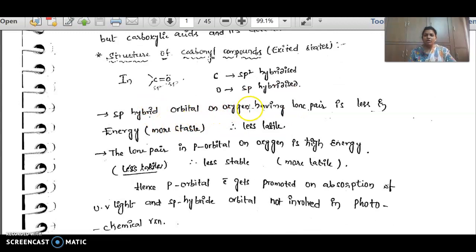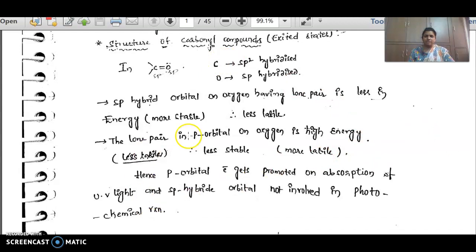The sp hybrid orbital on oxygen holding a lone pair is lower in energy, so it is more stable. Less energy means more stable. The lone pair in the p orbital of oxygen is higher in energy, therefore less stable. Oxygen has the configuration 1s2 2s2 2p4, which is why a lone pair is present in the p orbital, and that is why it is less stable.